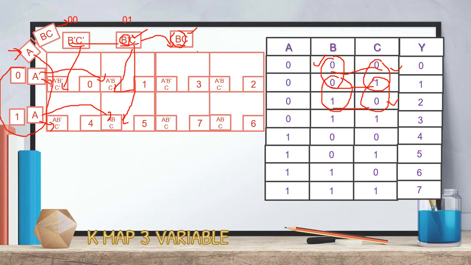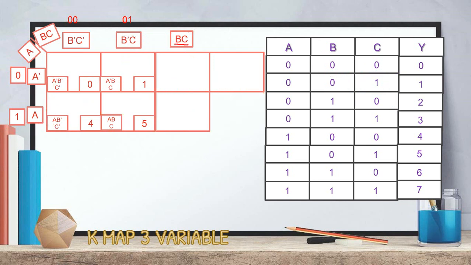If you take this column as BC, the reason is that B bar and B is the variable and C is the constant one. The main rule of the KMAP is that one variable should be common and another variable should change. If both variables are changing, then we cannot do KMAP adjacency. For that reason, instead of BC bar here, we are taking BC. It is a very important part in the KMAP.